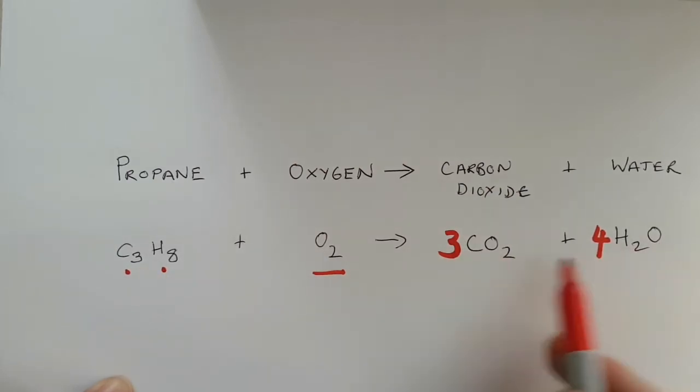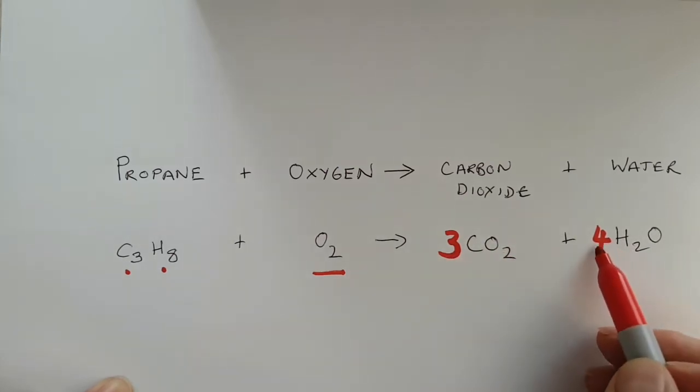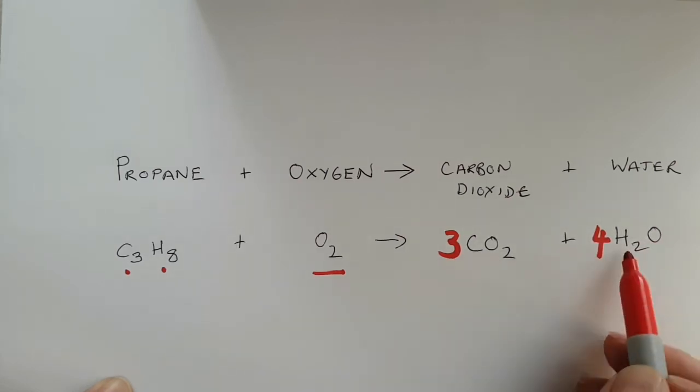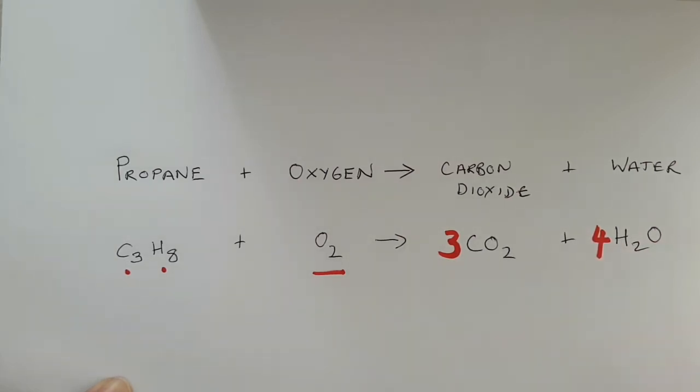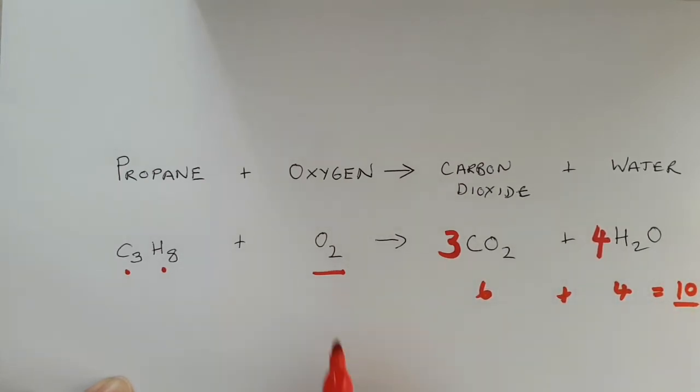But remember, we've altered the numbers of oxygens. So we've got 3 times 2 there, which is 6, 4 times 1 there, which is of course 4, so 6 plus 4 is going to equal 10. So we've got 6 oxygens there plus 4 oxygens there, which equals 10. So we've got to have 10 oxygens on this side.